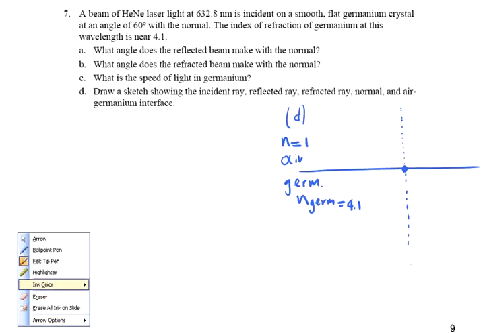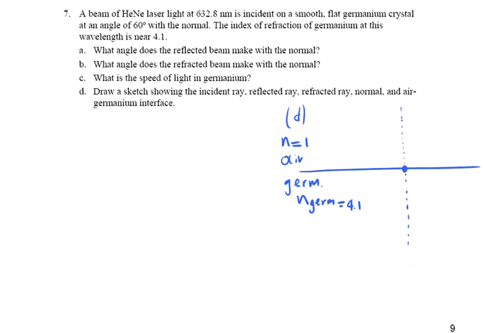So let's switch to a different color. Let's use red. So the incident ray comes in at an angle of 16 degrees to the normal. So 16 degrees to the normal, it's about here. So this is the normal. Let's label it normal. This is the incident ray.